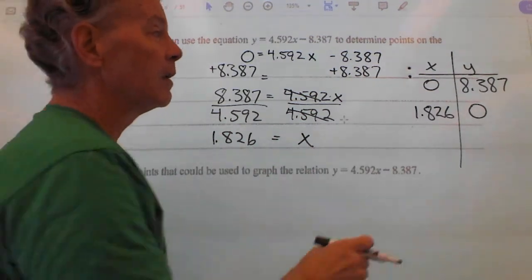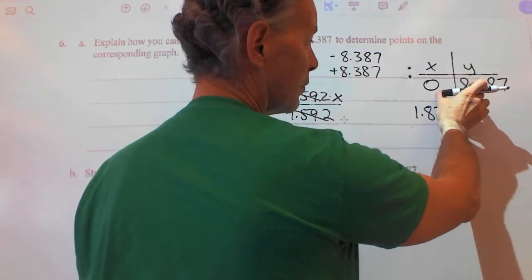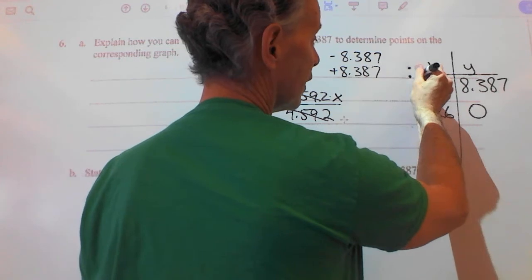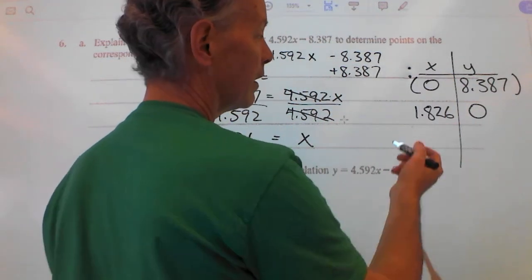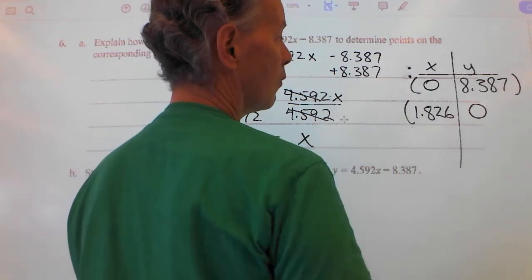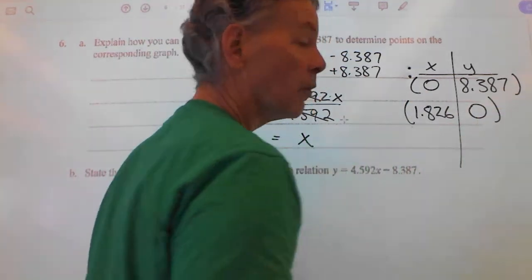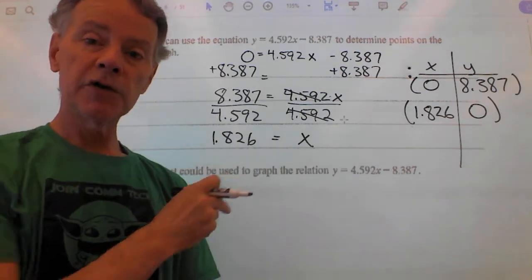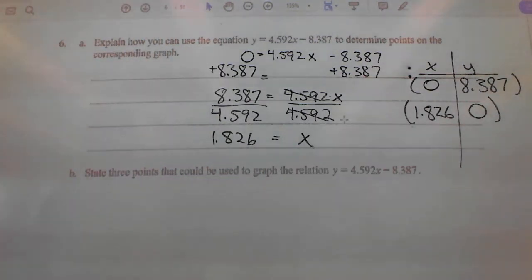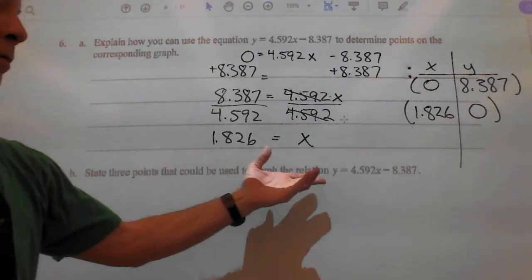Now remember, this will give us two ordered pairs. The first ordered pair, 0 and 8.387, we can plot that. The second ordered pair, 1.826 and 0, we can plot that. Once we plot those 2 points, just get a ruler, join them up. Okay? State 3 points that could be used to graph the relation.